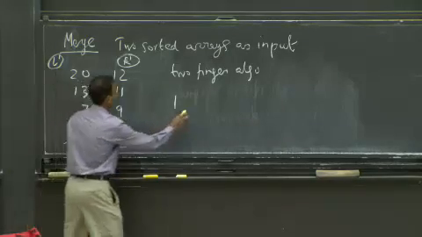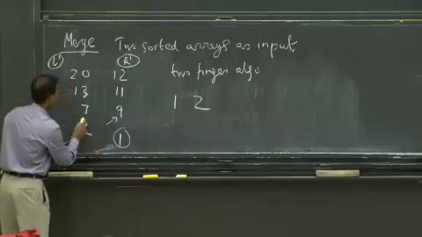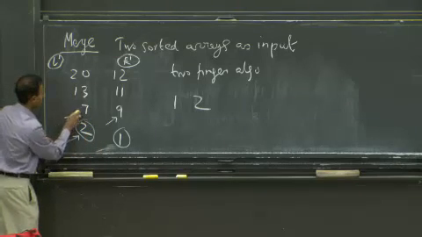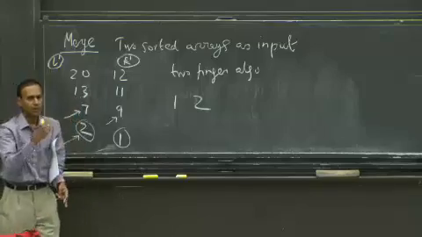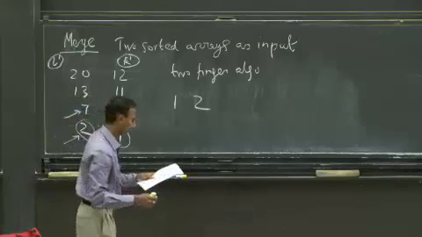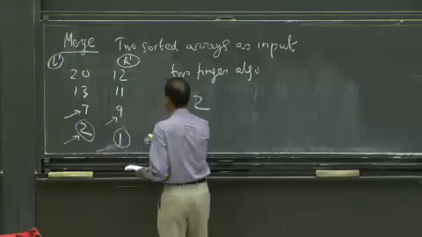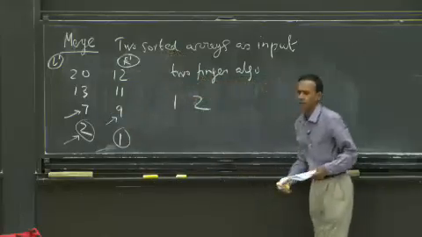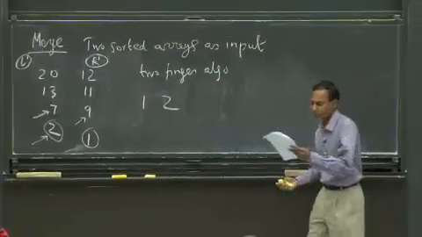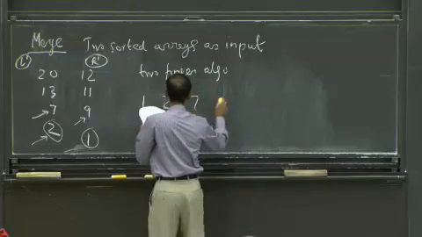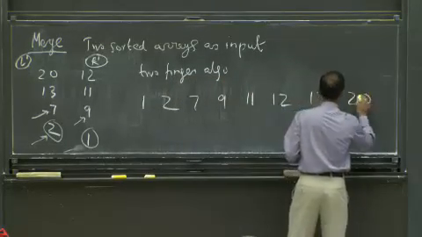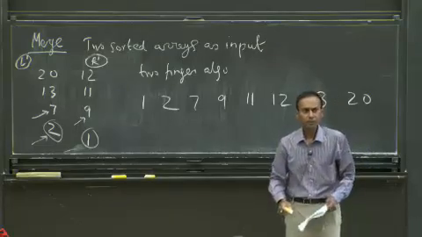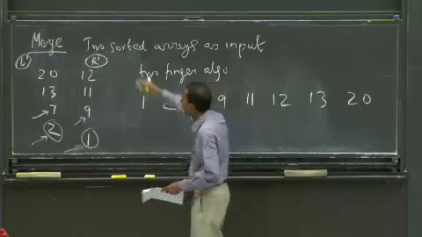In this case, 2 is smaller, so I'm going to write 2 down, and I can cross out 2 and move my finger up to 7. All right, and so that's it. I won't bore you with the rest of the steps. It's essentially walking up these two arrays with a couple of pointers, and you're writing down 1, 2, 7, 9, 11, 12, 13, 20. And that's your merge routine.